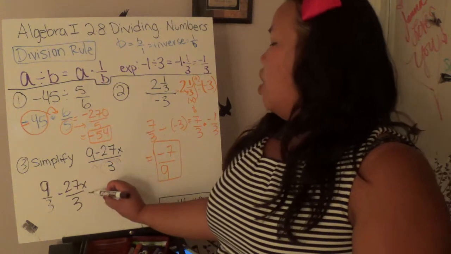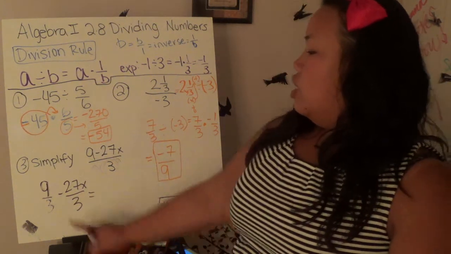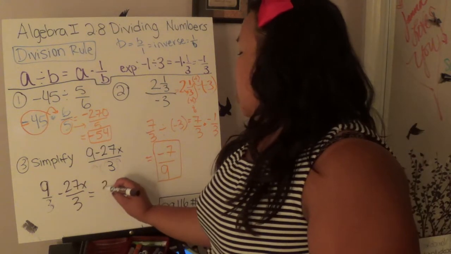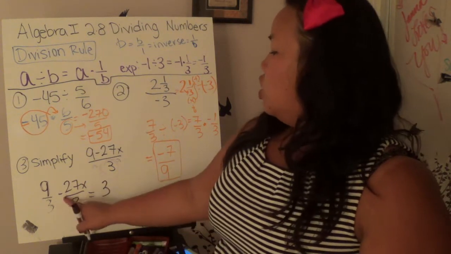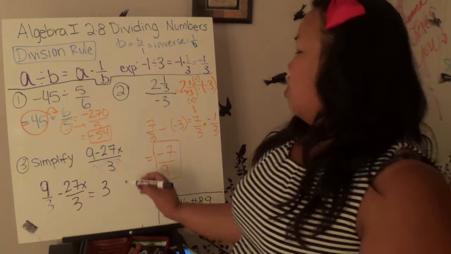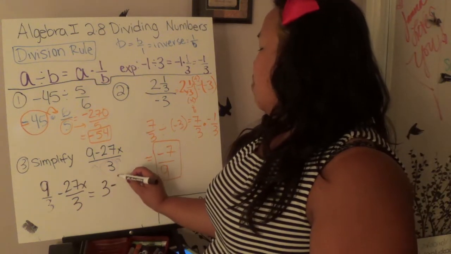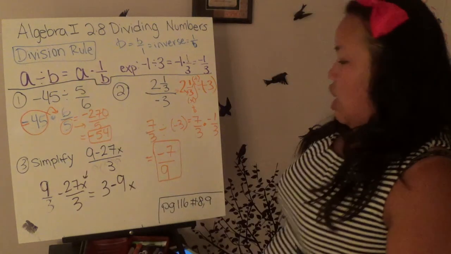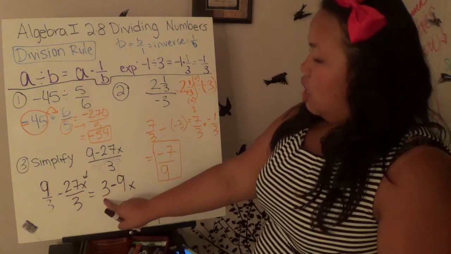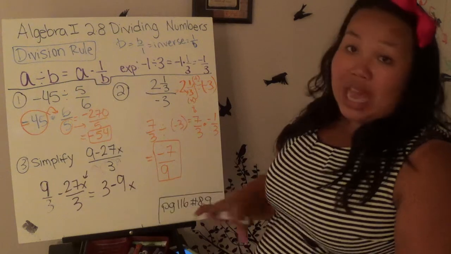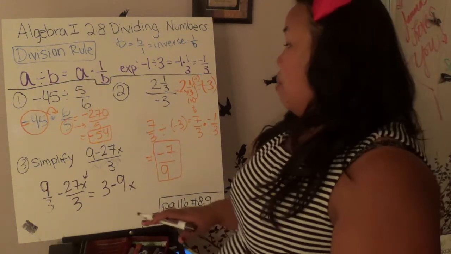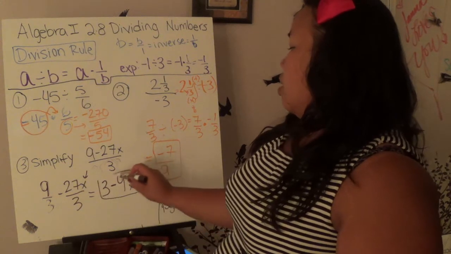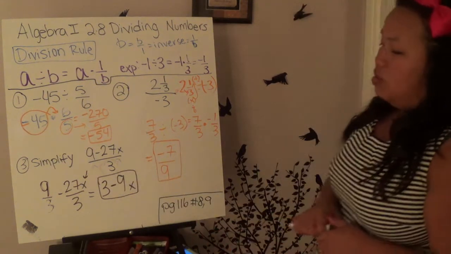Okay? When I do that, then I can do 9 over 3. 9 divided by 3 is 3, whole number 3, and minus 27 divided by 3, which would give me a negative 9, and don't forget that x, 9x. Now because this has no variable and this has a variable, I can't reduce it anymore, so this is going to be my answer.